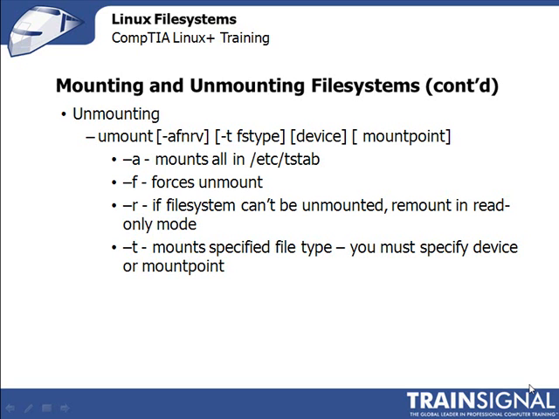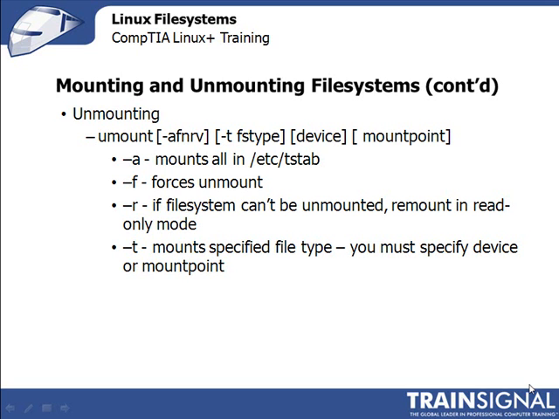The parameters are -A, which says to unmount all the file systems in /etc/fstab. -F forces the unmount action. -R says if the file system can't be unmounted, remount it in read-only mode. -T specifies the file type, and you must specify either the device or the mount point.